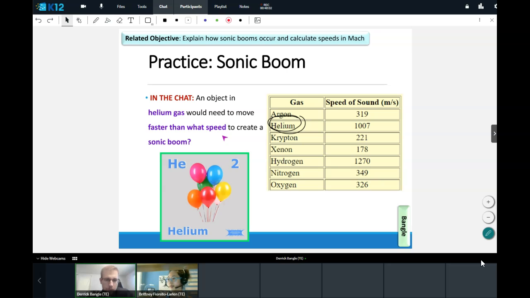All right, so with helium, that seems like it's a lot more dense than the air that we are breathing in right now, because with our air, right, it was around 300. This is 1,000 meters per second.